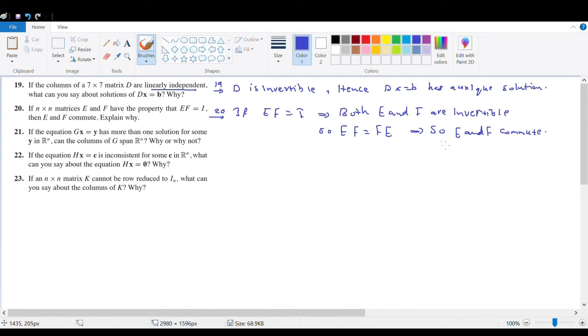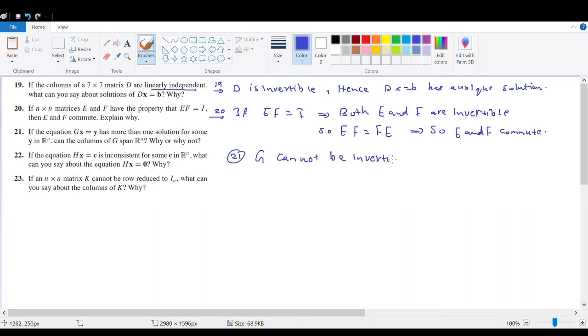Now for 21, if the equation Gx equals y has more than one solution for some y in Rn, that means Gx has a non-trivial solution, which means we have a free variable. Can the columns of G span Rn, yes or no? We say G cannot be invertible since it has more than one solution, so the columns of G do not span Rn.